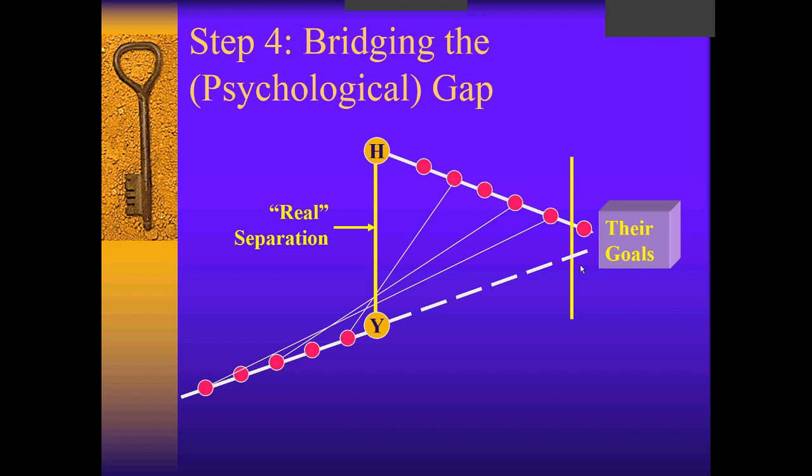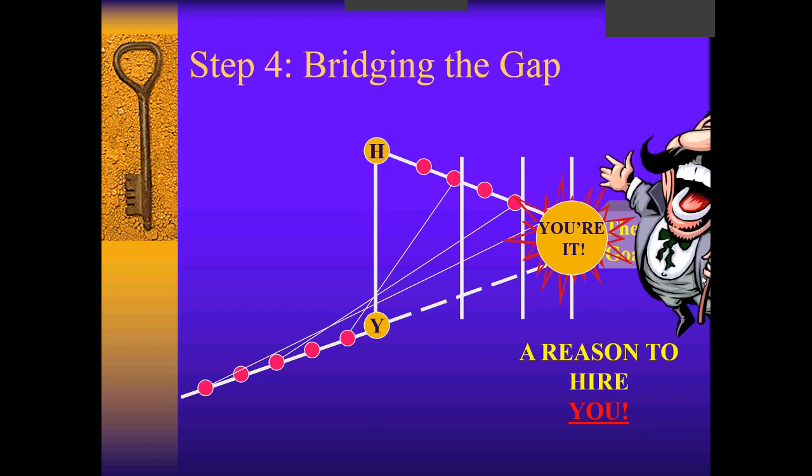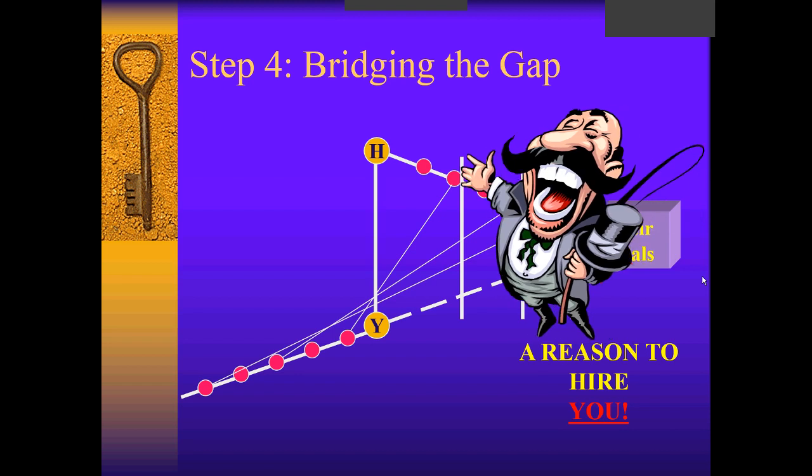But to visualize this, the idea here is that the real separation, as it moves closer and closer to their goals and objectives, the distance between the lines becomes much smaller. Therefore, the perceived separation is less. Therefore, the risk of making a decision to hire is reduced, and therefore they have a reason to buy. You're it. Why would I not hire you? Because you seem, again, to understand it, and there you are. You now are in the best graces of that individual.